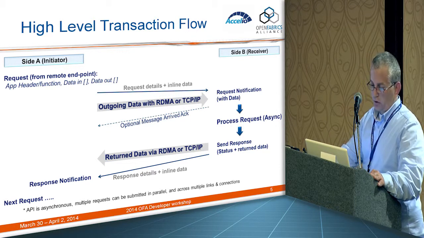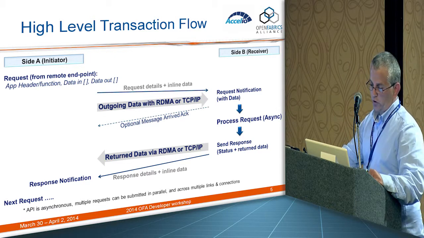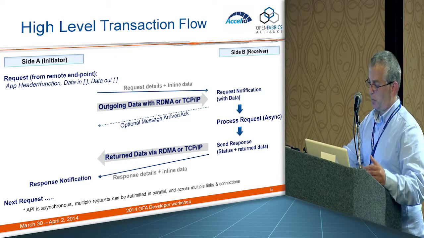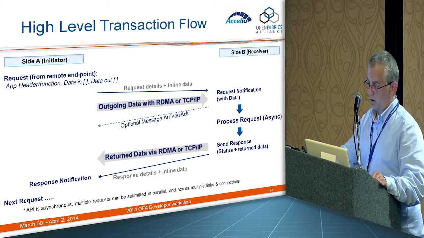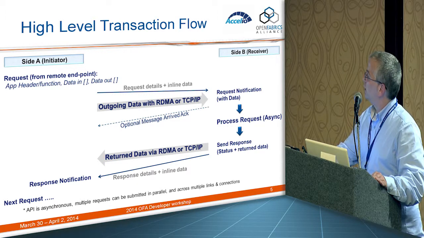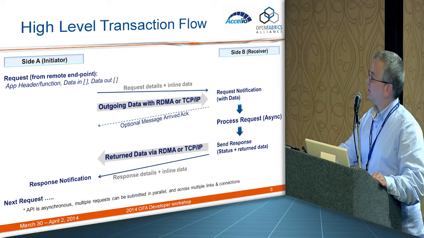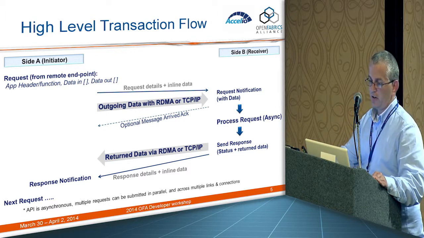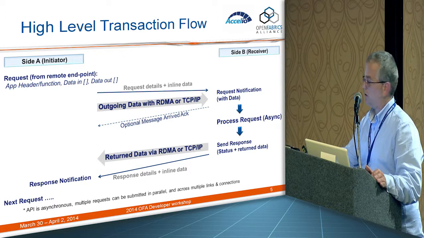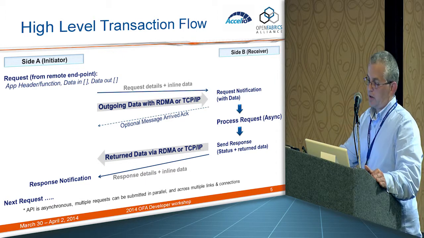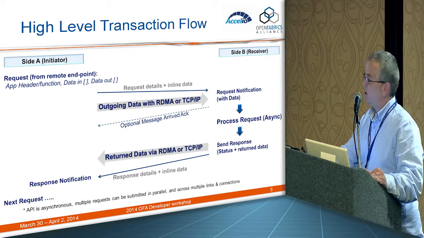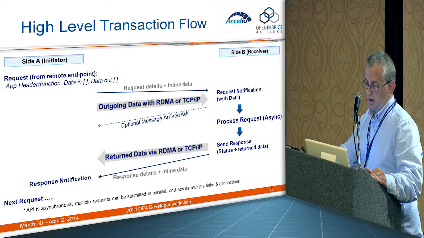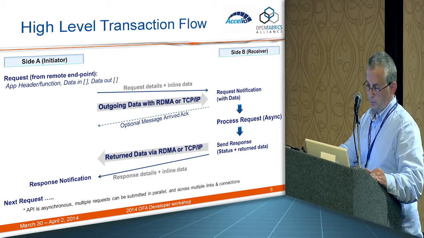Another point is that it's asynchronous, so you can issue multiple requests at once, and they are submitted in parallel. All the credit management, all the workflow and flow control is handled by the library. For example, the application can send as many messages as it can. Messages are sent to the other side. If there are no credits on the client side, the messages are queued and will be sent when credits come back.